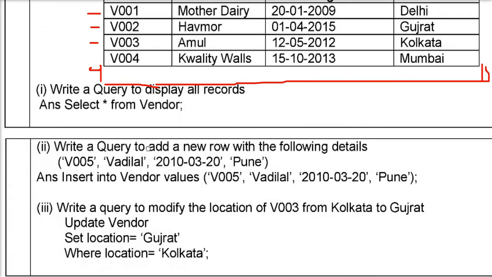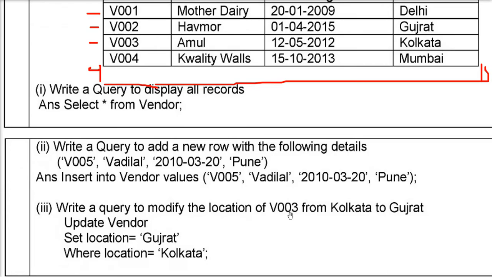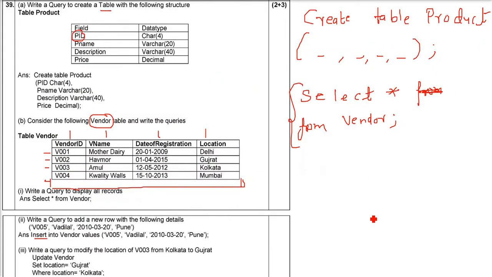The next one is: write a query to modify the location of V003 from Kolkata to Gujarat. So in order to modify, we have to update. We are modifying, so you have to use update set. We have already used insert. Now I'm going to tell you about update and set. This is the command format. Update what? That is the table name, right? Update vendor. Set what? Location you have to change to Gujarat. Set location equals Gujarat. Update vendor, that is the table. Set location equals Gujarat, where location equals Kolkata.